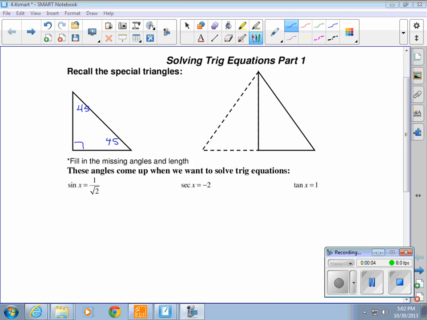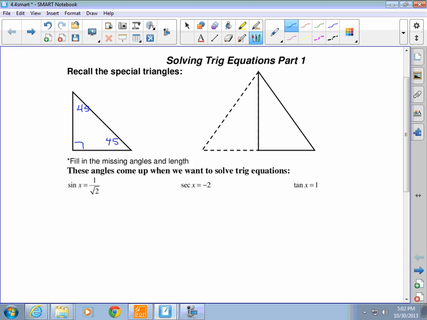Okay, so this is section 4.4. It's dealing with solving trig equations. Part 1, I've just divided into 2 parts because one part's more with solving equations, and the second part is still with solving trig functions and equations, but with doing a little bit more steps to it, I guess. So this is kind of the initial part, and then we'll build on it.